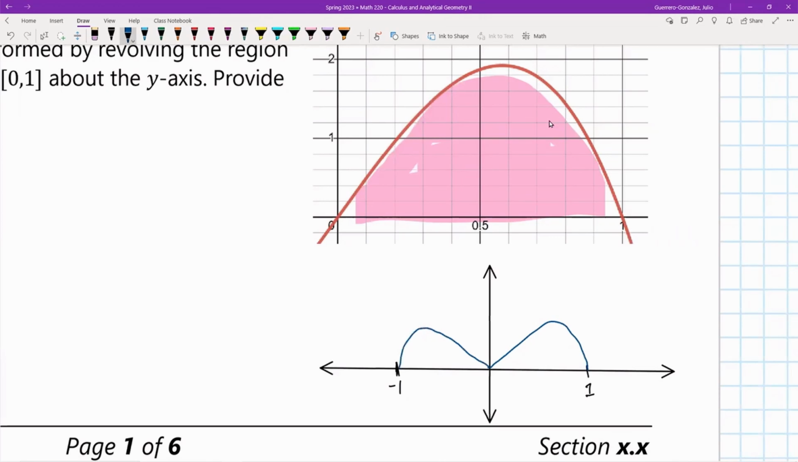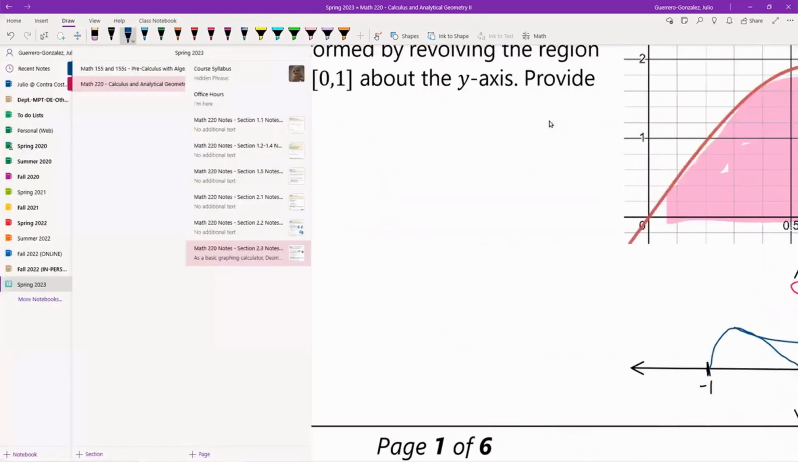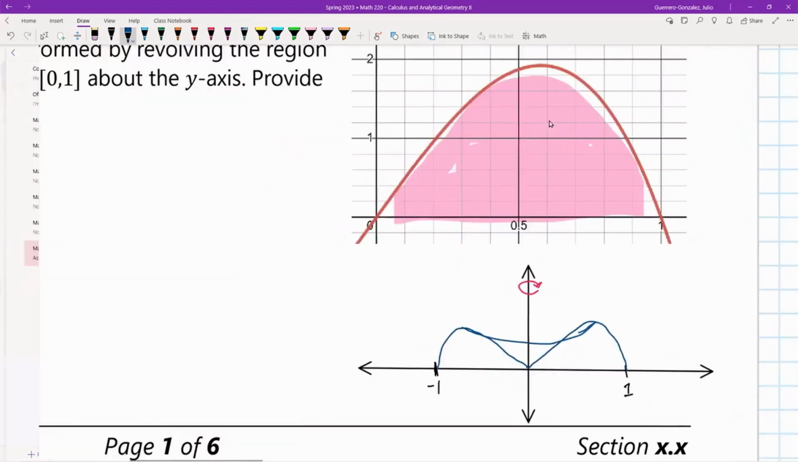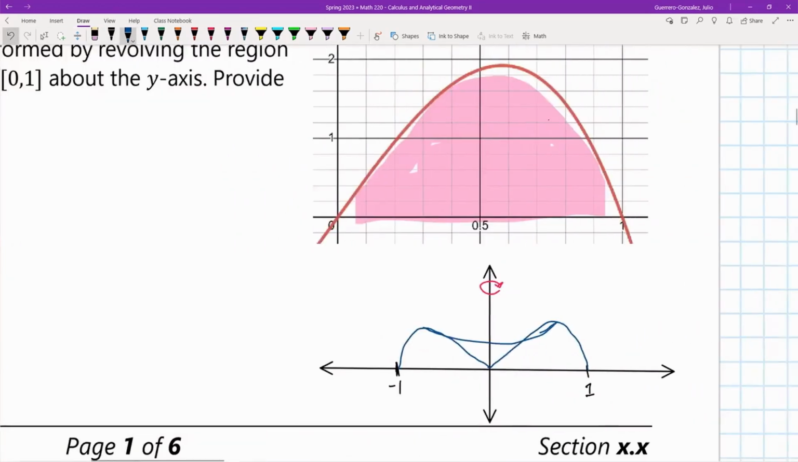And I want to revolve this around the Y axis. So like I said, I want to spin this way. It's going to go like this. Now, here's the shape. I'm going to connect the tops a little bit like this, and then the bottoms like this, and then something like that.